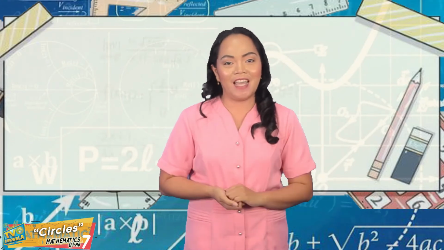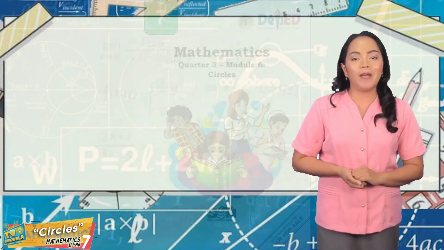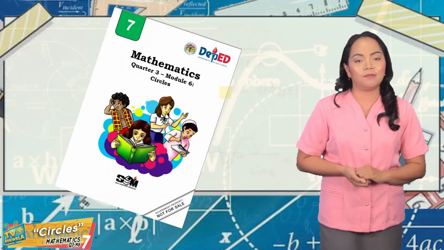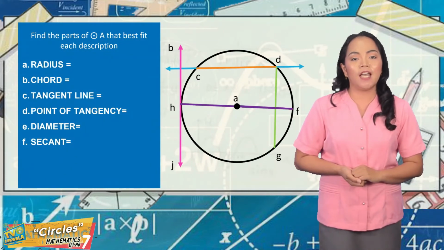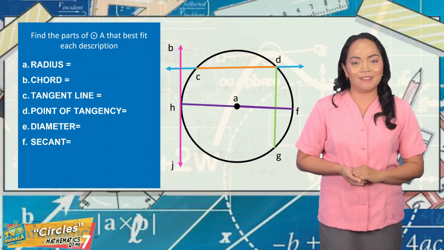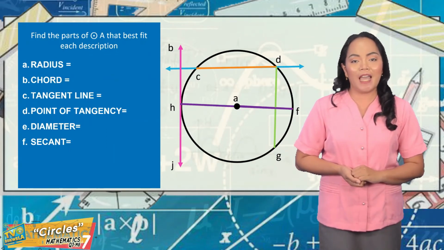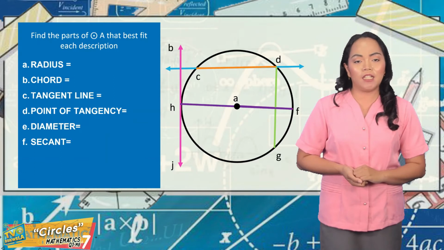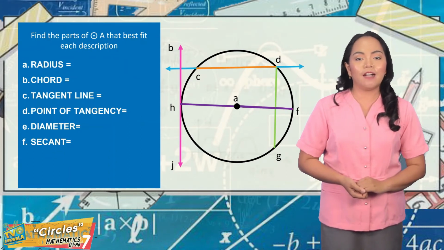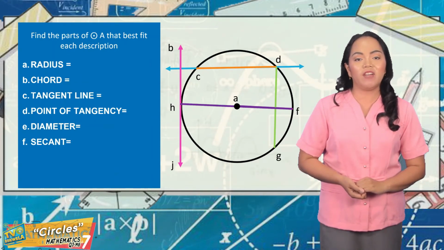Great job! In this part of our discussion, let us practice. Open your modules on page 8 and we will answer the set of activities. Direction: Name the parts of the circle using the figure. Activity number 1: Find the parts of circle A that best fit each description. Let us all examine the diagram and find the best answer that corresponds to the descriptions.